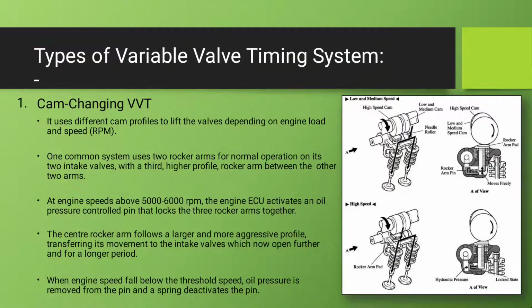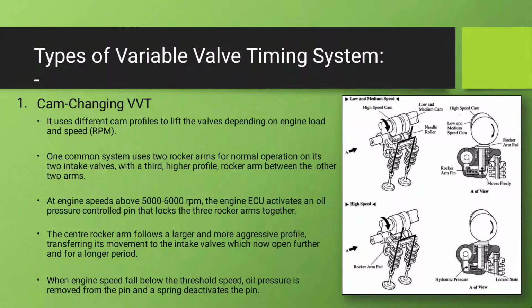Types of variable valve timing system. Number one, cam changing, that is VVT. See here, diagrammatically I have shown the low and medium speed and also high speed. Okay, see here, high speed cam, this one is the rocker arm pad and this one is the hydraulic machine. Okay, so we'll see it in detail.